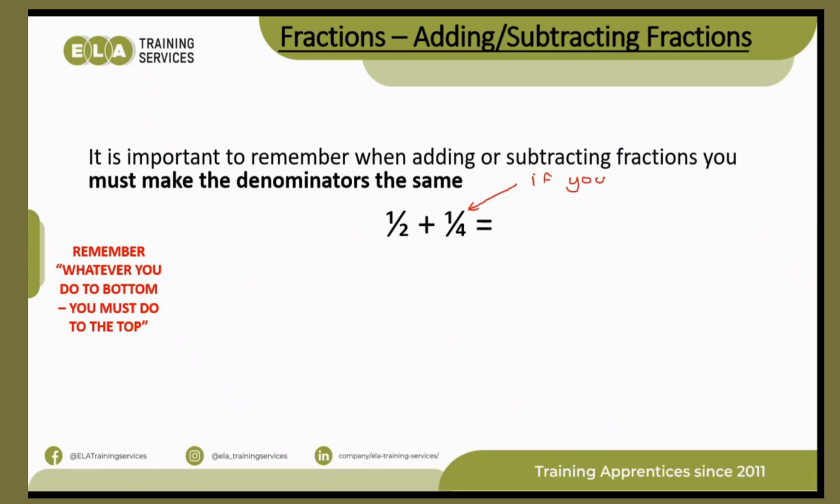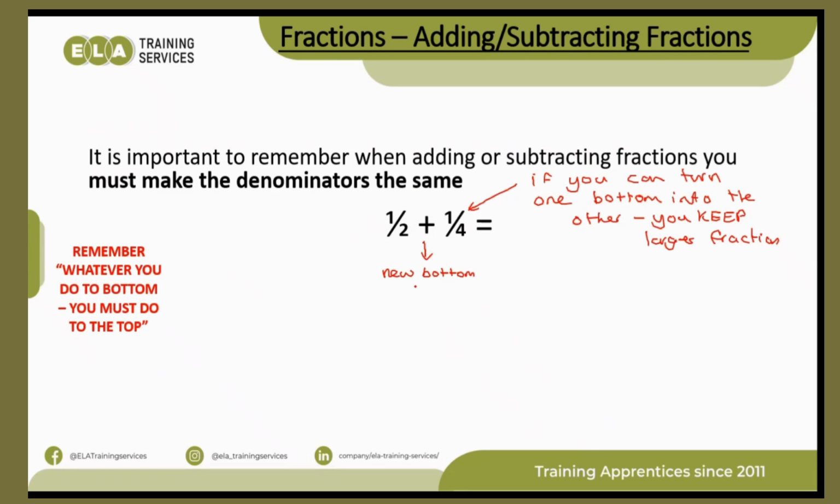So if you can turn one bottom into the other, you keep the larger fraction. Now we can turn 2s into 4s by timesing by 2. So our new denominator, so our new bottom, is going to be 4s. Now we keep this one. And we're just going to change this.